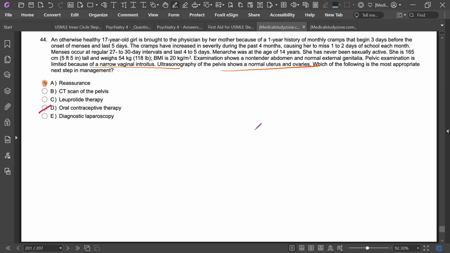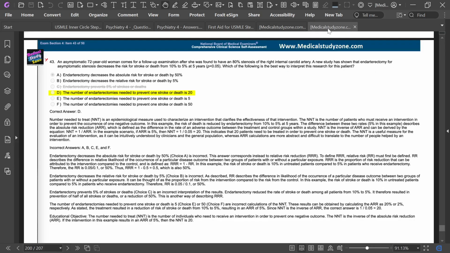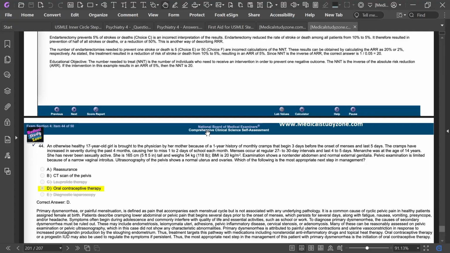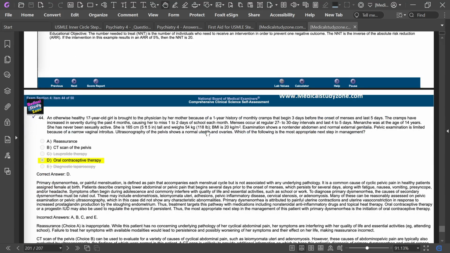Is it endometriosis? That's what I thought, but it doesn't look like it. It looks like primary dysmenorrhea, or painful menstruation. Primary dysmenorrhea is defined as the pain that accompanies each menstrual cycle but is not associated with any underlying pathology. It is a common cause of cyclic pelvic pain in healthy patients assigned female at birth.